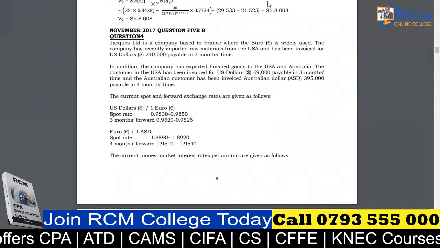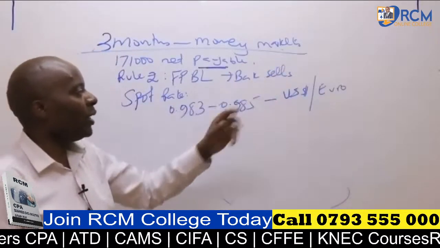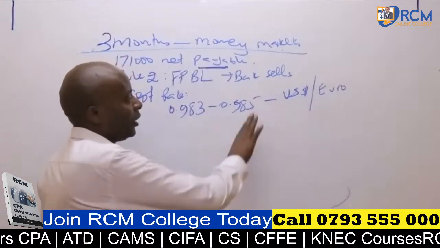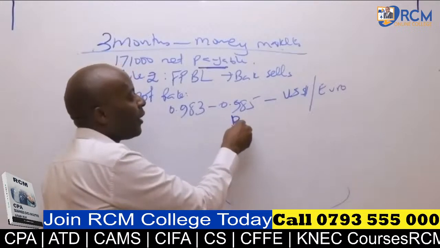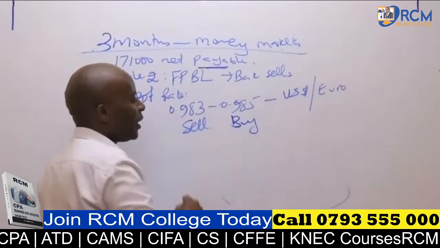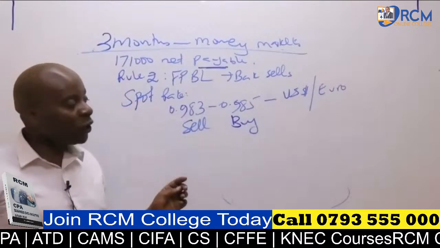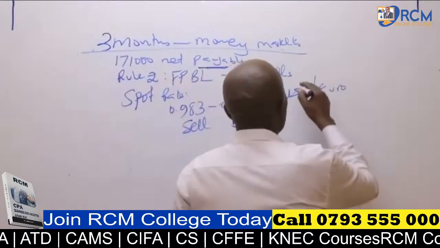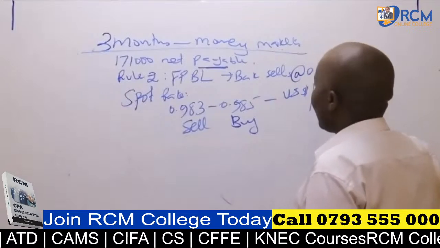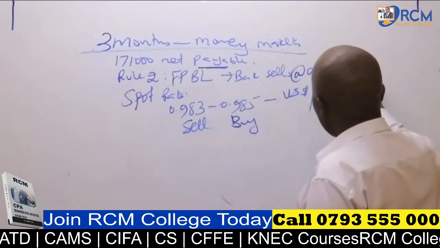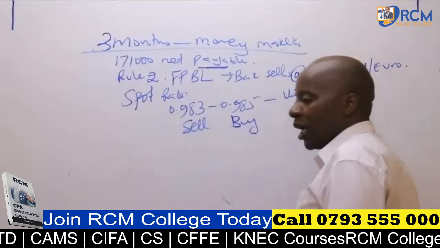If you look at it well, you will see that the euro is on that side, and if the euro really is on that side, then the right hand side figure, that's a right hand currency, so the right hand side figure here becomes the buy. This other one here becomes sell. And you've just told us that the bank is selling. So the bank sells at 0.983, US dollar per euro.